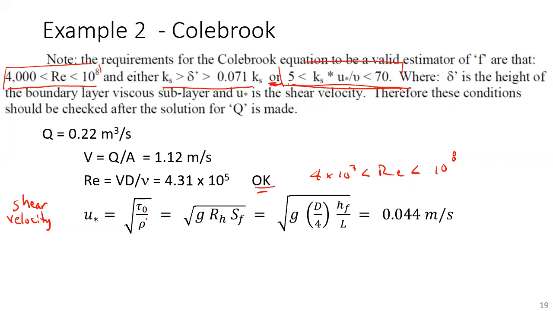If we substitute in what we know, tau 0 is equal to the acceleration due to gravity times something called the hydraulic radius. And we'll be talking about that a little bit later. This is actually something we will use to help us analyze non-circular cross sections. The hydraulic radius is equal to the cross-sectional area over what's called the wetted perimeter.